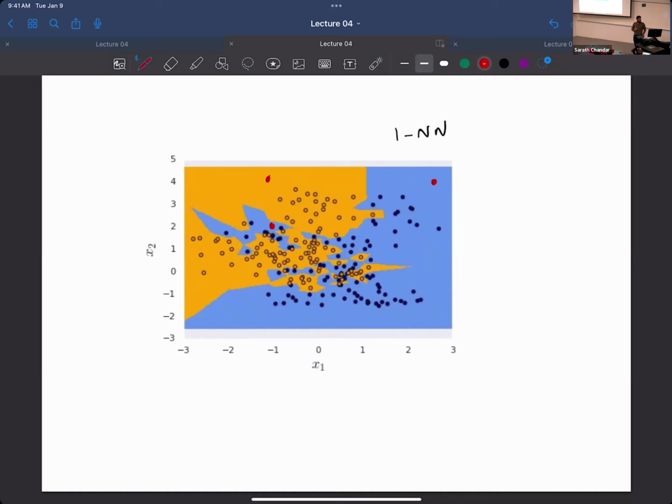Is that clear? Okay, so I think we will stop here. I wanted to also finish the decision theory for classification, but it will be too rushed. So we will stop here and continue the discussion on classification in the next one.